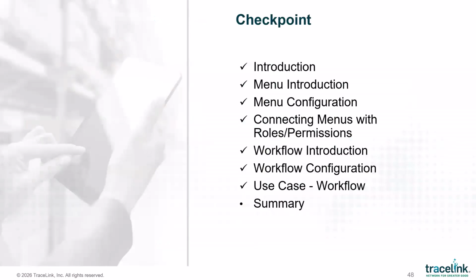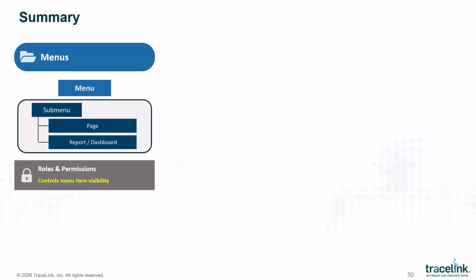I'm now going to conclude with a summary. In this course, we focused on two main configuration areas, menus and workflows. A menu provides the navigation structure for accessing pages, reports, and dashboards inside a solution. It helps organize navigation in a clear and consistent way. We also saw that menus can include submenus and menu items. Submenus help group related items, while menu items are the actual entry points that open a page, report, or dashboard.